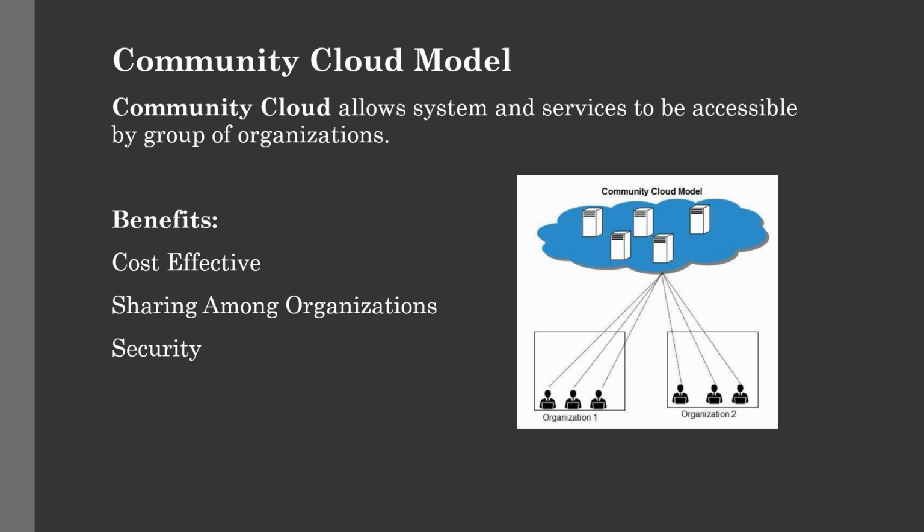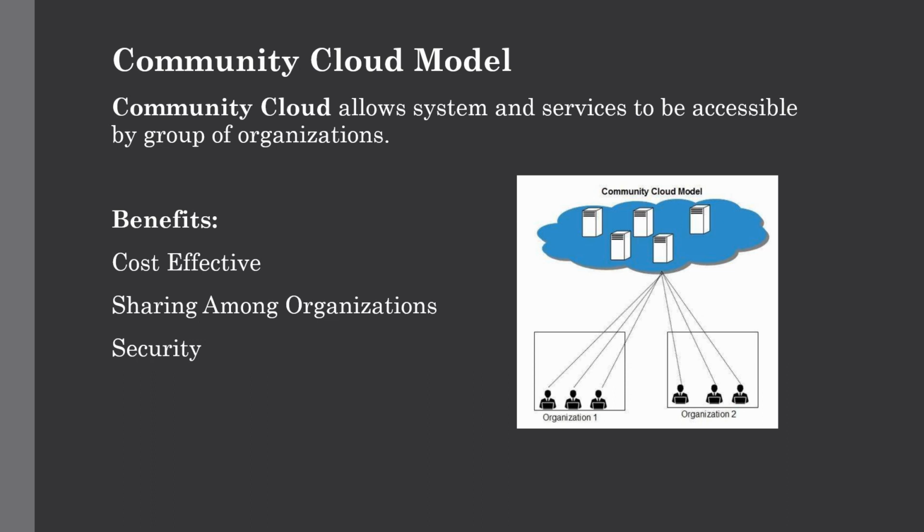The first one is cost effectiveness. The community cloud offers the same advantages as the private cloud at lower cost. The next one is sharing among organizations. As the name suggests, community cloud provides an infrastructure to share the cloud resources and capabilities among several organizations. And the last one is security. The community cloud is comparatively more secure than the public cloud, but less secure than the private cloud as it is shared among many organizations.